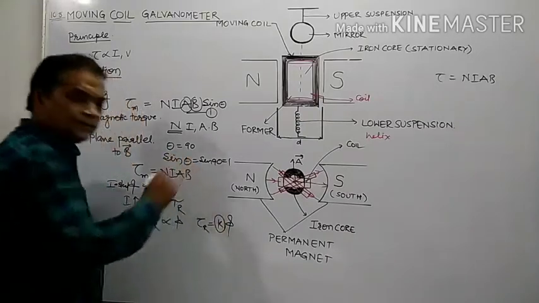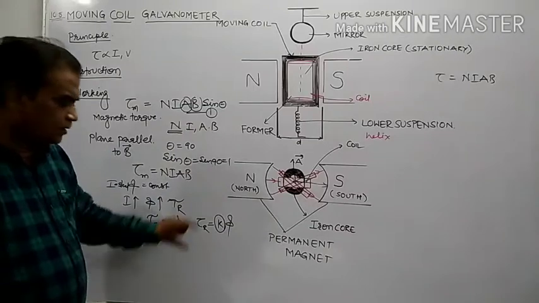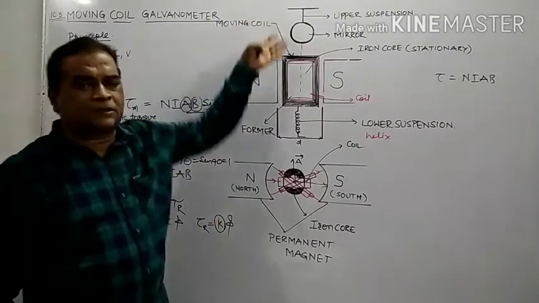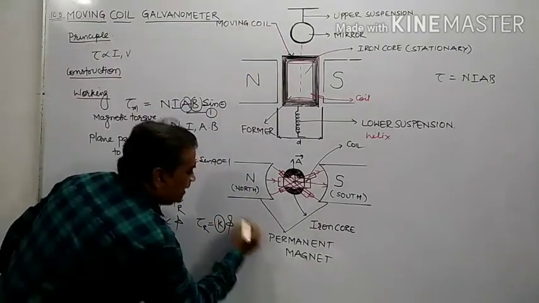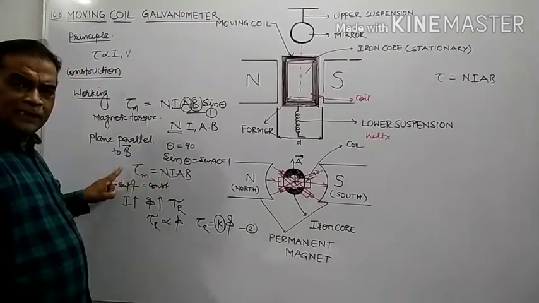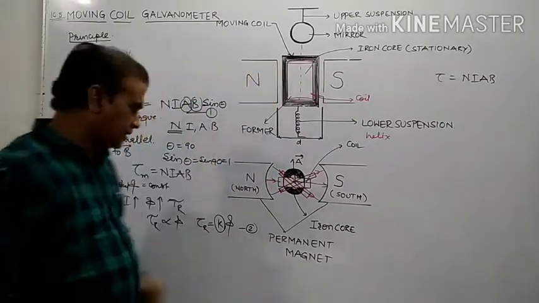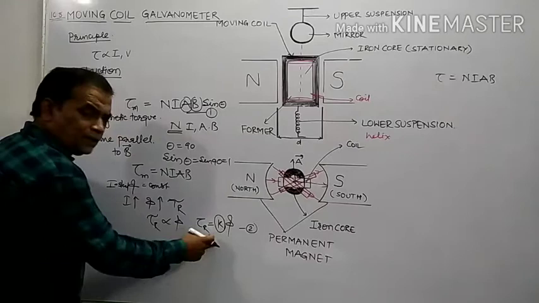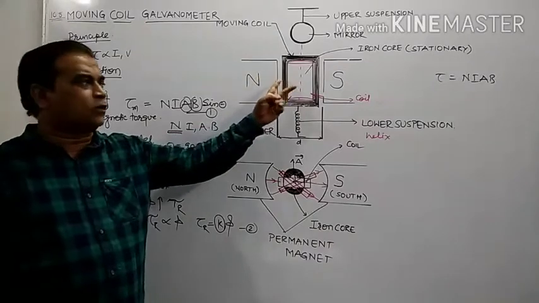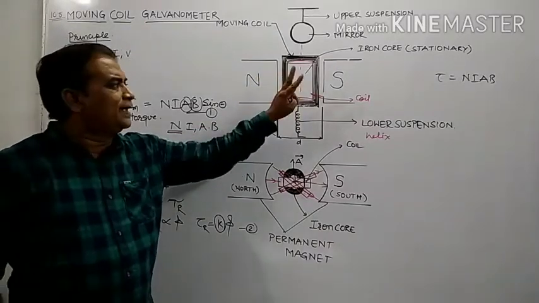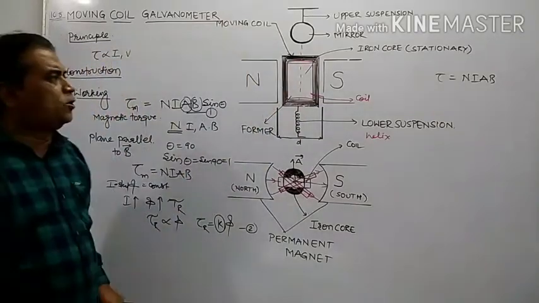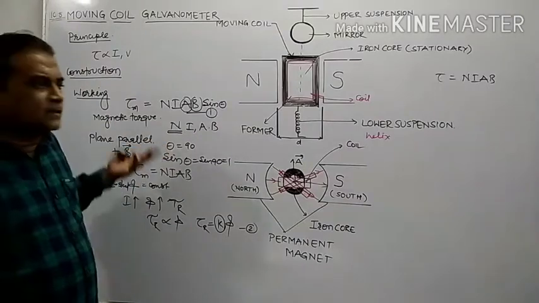Here K is known as the torsional constant. K is known as what? The torsional constant of that spring, or it may be the torsional constant of the suspension fiber. Now the coil is under the action of two torques. One of the torques is what? The magnetic torque, which will try to rotate the coil in one direction, and the other torque is the restoring torque exerted by the spring on the coil. One torque will try to rotate the coil in one direction, while the other torque will try to rotate the coil in the opposite direction.